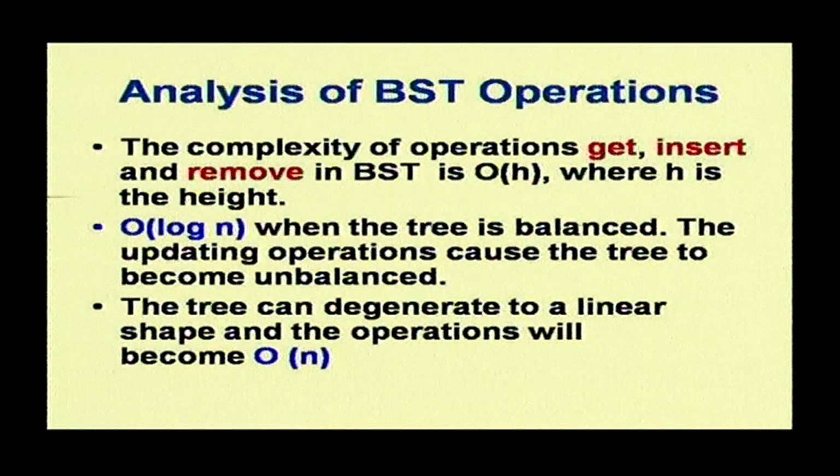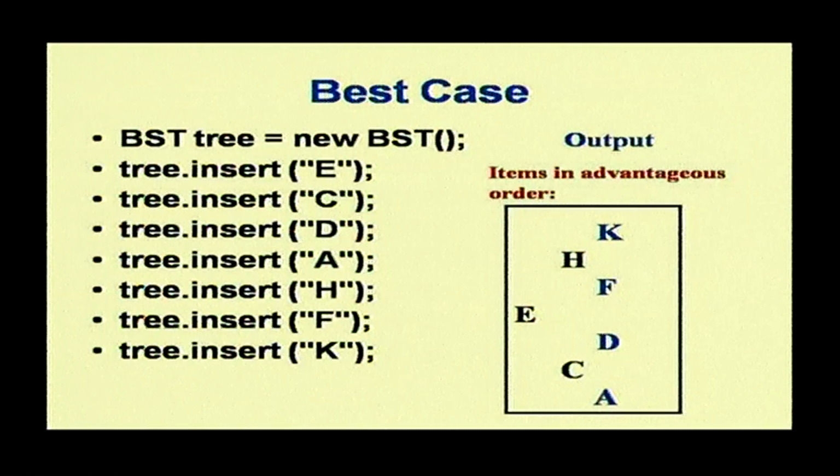This we have not yet looked at. The updating operation causes the tree to become unbalanced. The tree can degenerate to a linear shape and the operations can also become O(n). So, the best case tree: insert E, C, D, A, H, F.